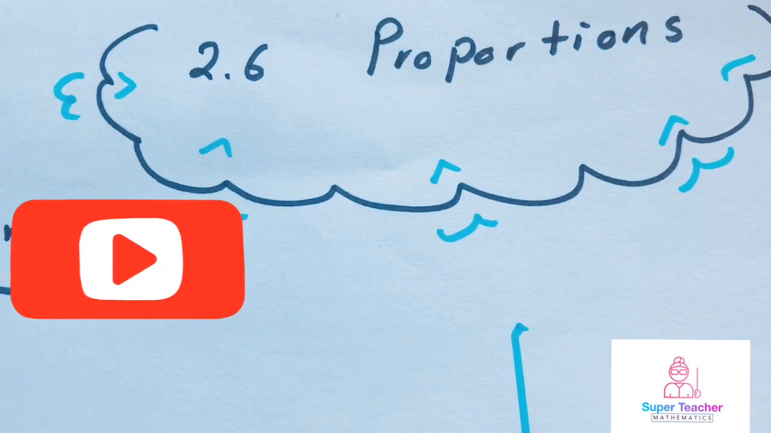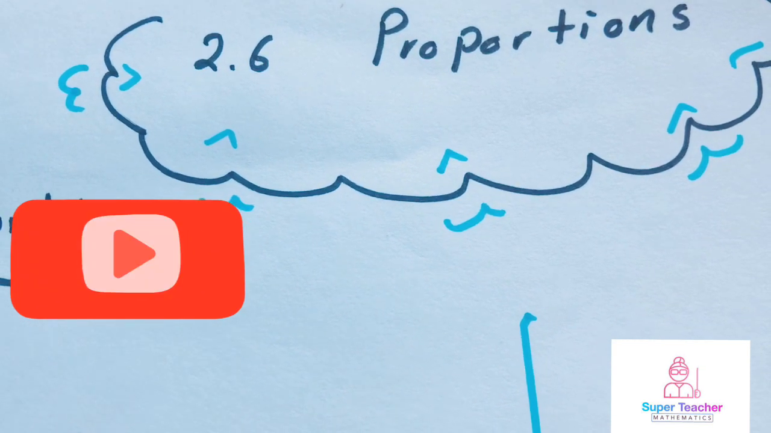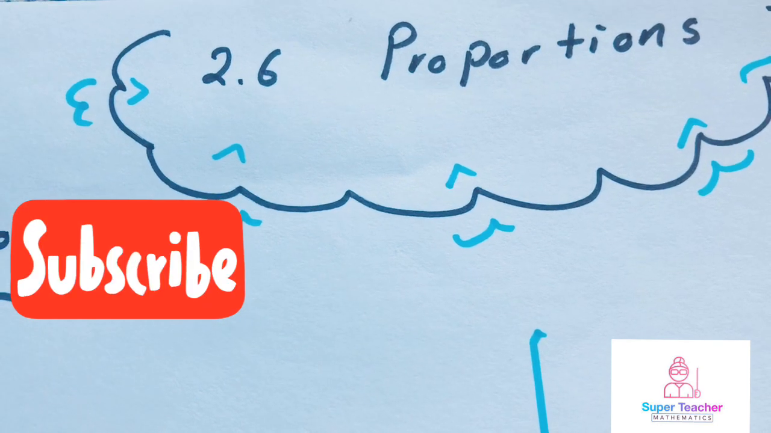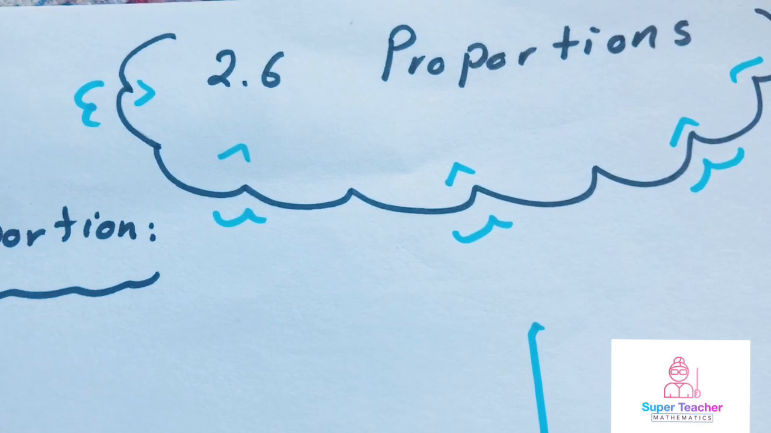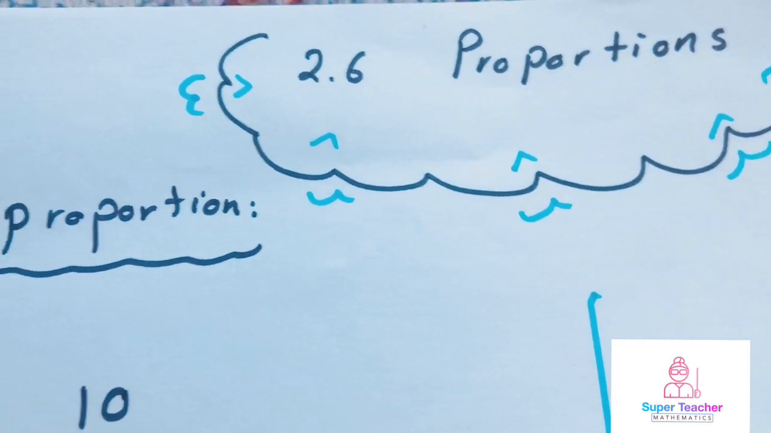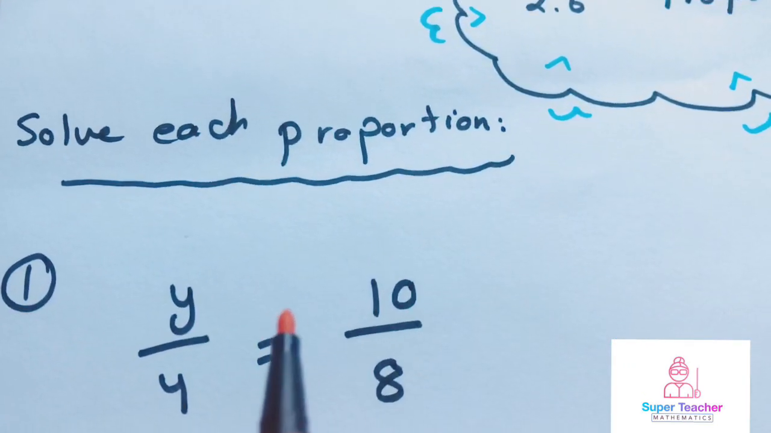In this lesson we are going to take proportions: what's the meaning of proportion, how to solve a proportion, and how to find the variable from a proportion. So this is 2.6, and let's start. Solve each proportion.